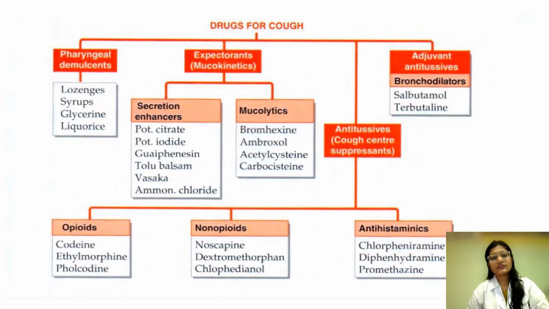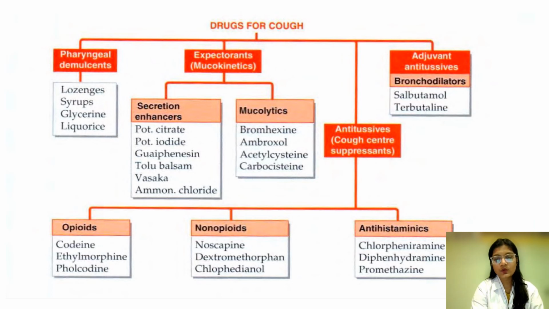So this is the chart. We can see the drugs for cough, which are classified as demulcents, expectorants, and adjuvant antitussives, and also the antitussives, which are cough center suppressants. The examples are given as follows. You can read and note the examples. The expectorants, that are mucokinetics, are classified as secretion enhancer drugs and mucolytics. And the antitussives are classified into three groups: opioids, non-opioids, and antihistamines. And the last class, adjuvant antitussives, are bronchodilators.